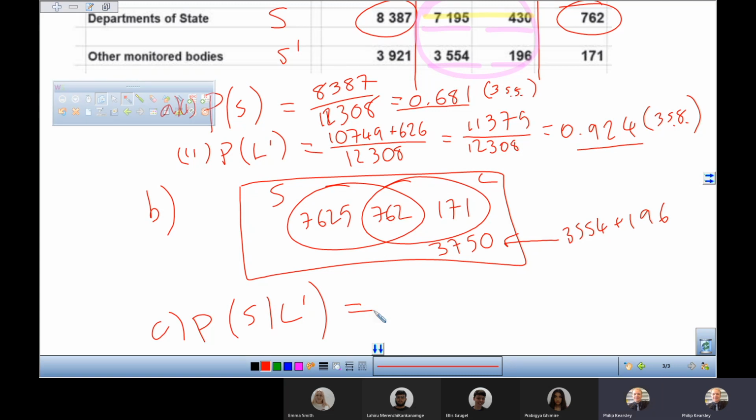What was L dash overall? Did we have L dash somewhere? I think this 11,375 was the grand total, wasn't it? So instead of out of 12,308, we're narrowing that focus. We have been given L dash is the case, so that denominator changes to 11,375. Out of the 11,375, it's those 7,625. That sum came from 7195 plus 430, the ones we've highlighted in yellow. Smashed it. For another 2 marks, love that.